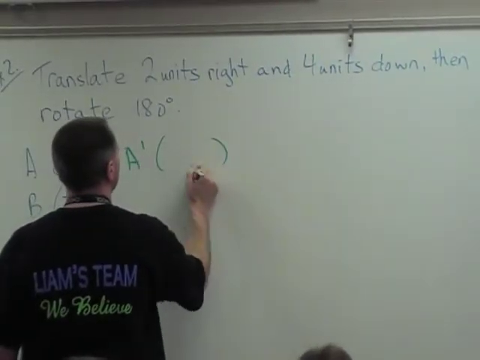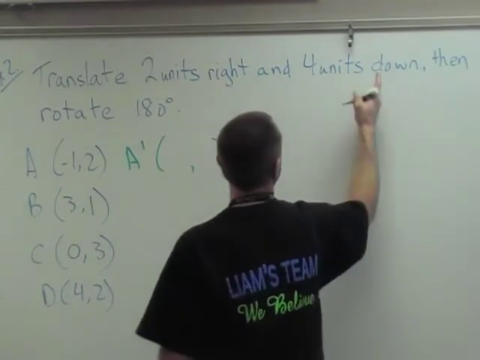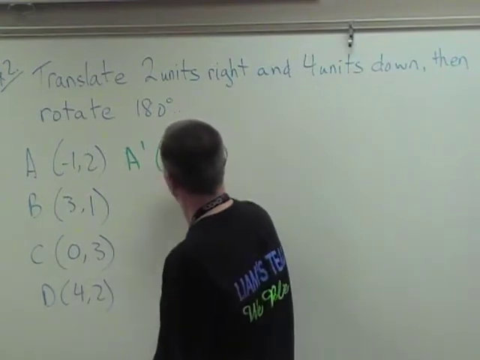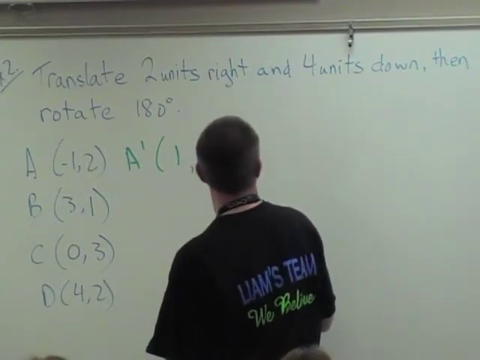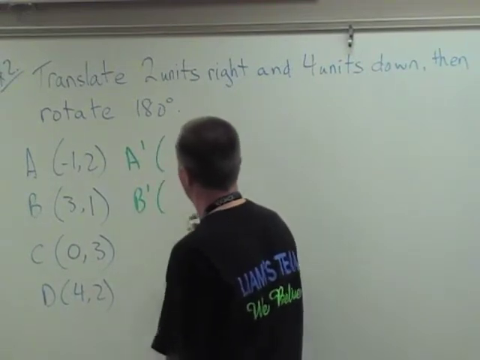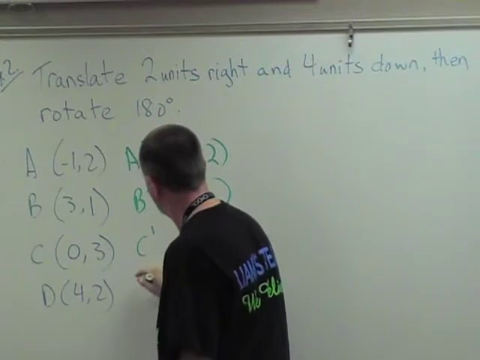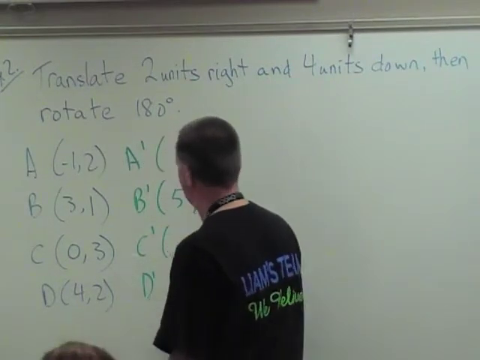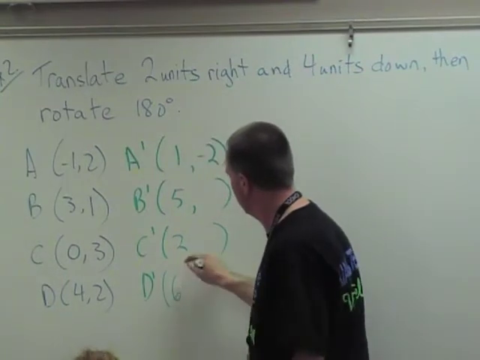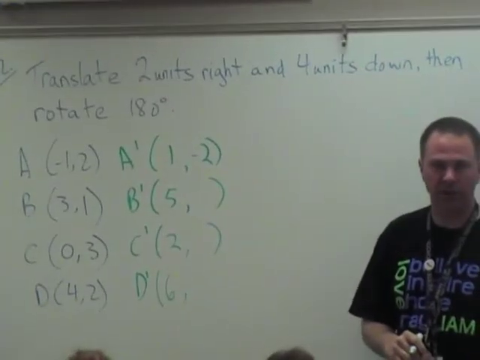We're translating. So all I have to do, since I'm going right, is add 2 to x. If I'm going down, then I subtract 4 from y. So -1 plus 2 is 1. 2 minus 4 is -2. B prime, 3 plus 2 is 5. I'll just do all the x's first. C prime, 2 plus 0 is 2. D prime, 4 plus 2 is 6. Everybody understand that? How simple that is?